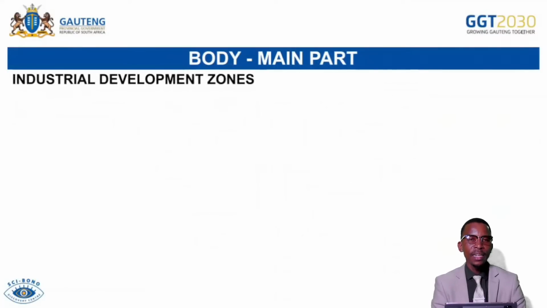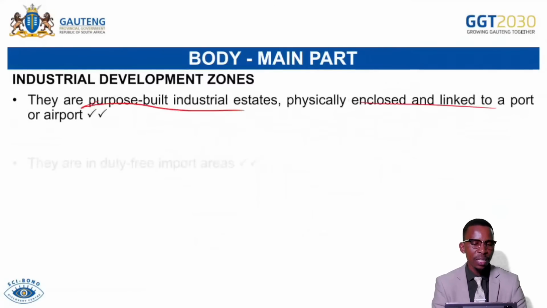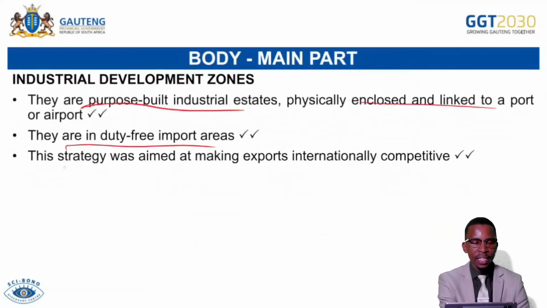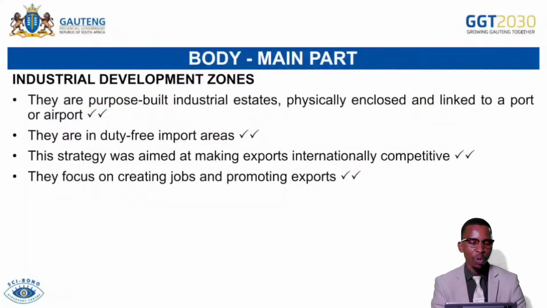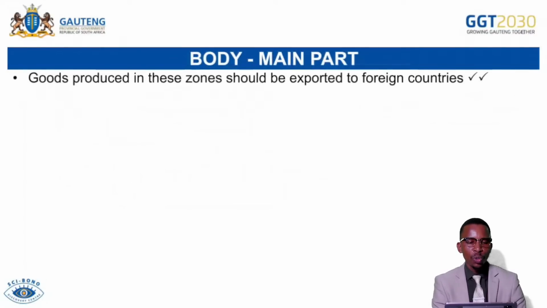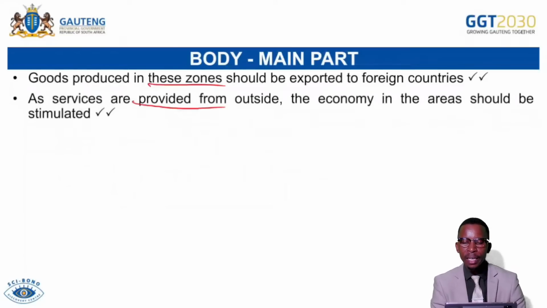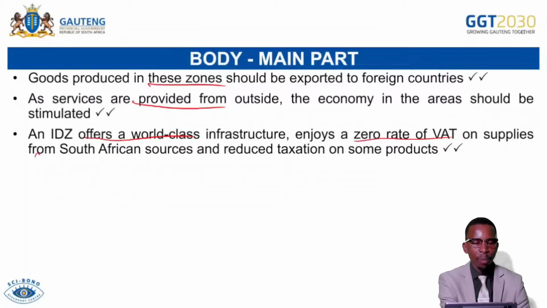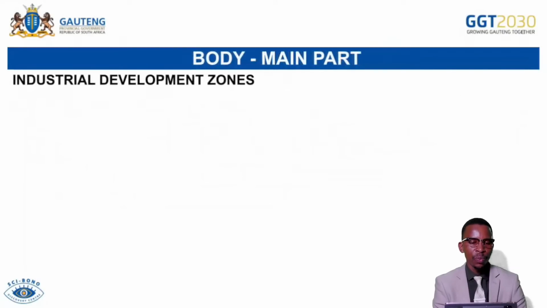And then we continue. IDZ, Industrial Development Zone. These are purpose-built industrial estates that are physically close to seaports and airports, in duty-free import areas where we don't pay any import duties. This strategy was aimed at making exports internationally competitive. They focus on creating jobs and promoting exports. Goods produced in these zones should be exported to foreign countries. As services are provided from outside, the economy in the areas should be stimulated. And IDZ offers world-class infrastructure, enjoys a zero rate of VAT on supplies from South African sources and reduced taxation on some products. And then we continue with IDZ.